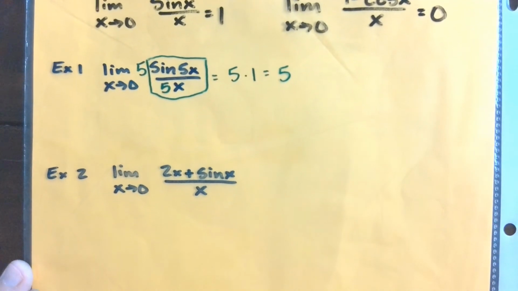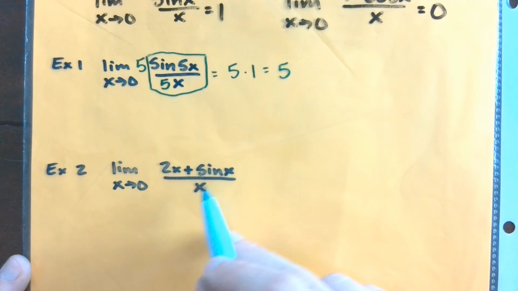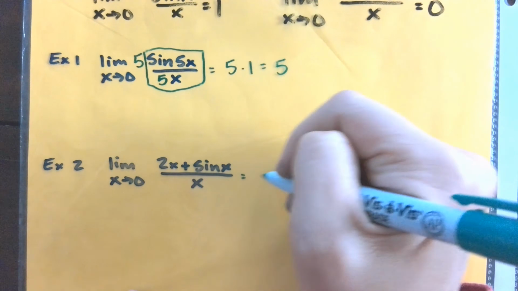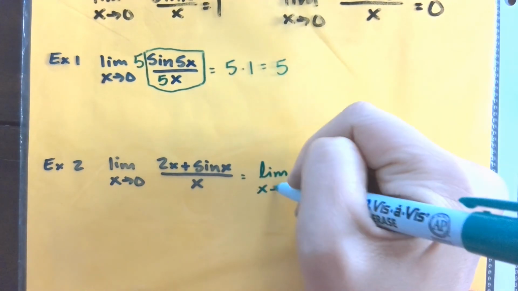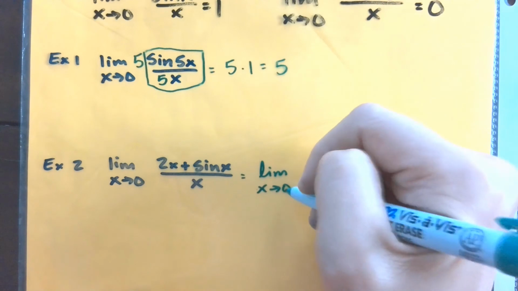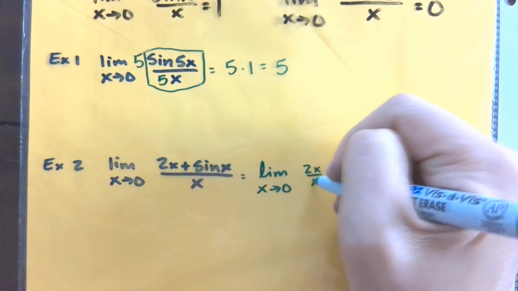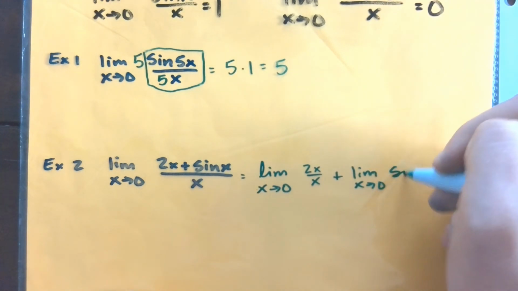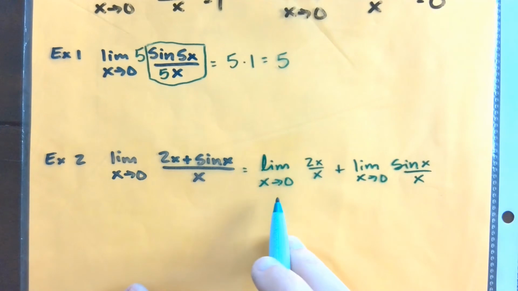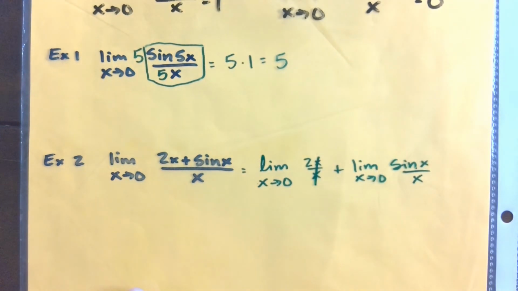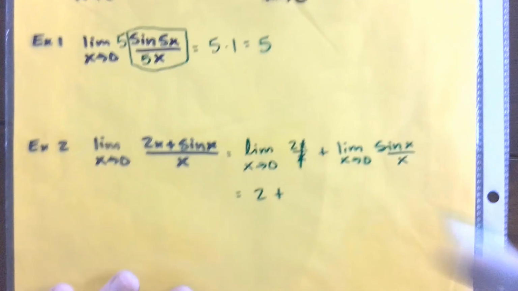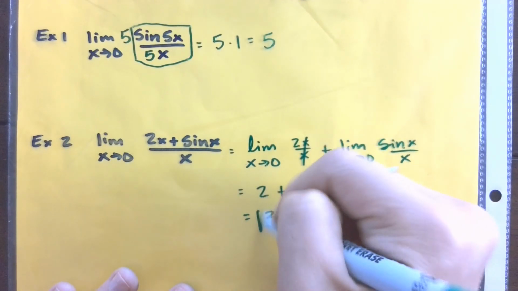For example 2, similar situation as far as having that sine of x over x, but then we also have this piece as well. Remember that with limits, we are allowed to split this into two different limits, where we've got the limit as x approaches 0 of 2x over x, plus the limit as x approaches 0 of sine x over x. So for the first part of this, since those x's cancel, our limit is just 2 because I can't plug in the 0. And then my limit here from what we had above is 1. So our whole limit is 3.